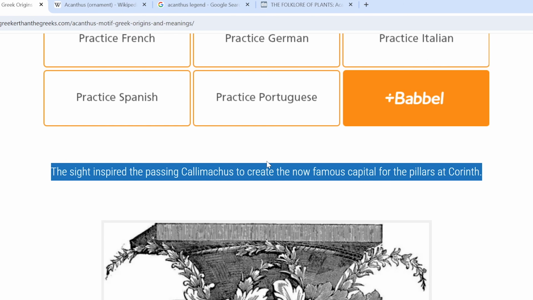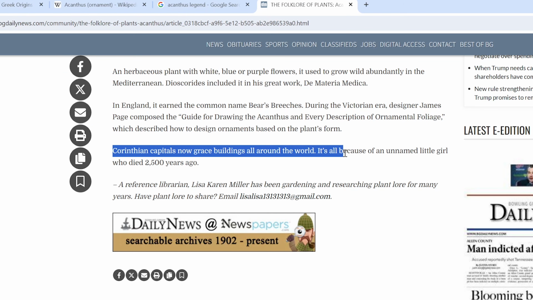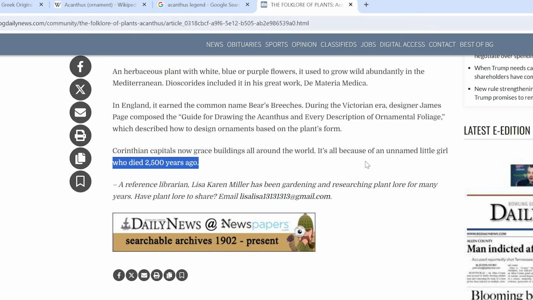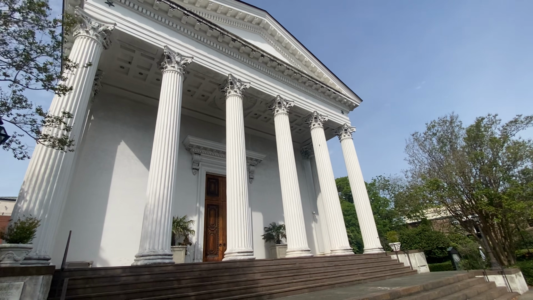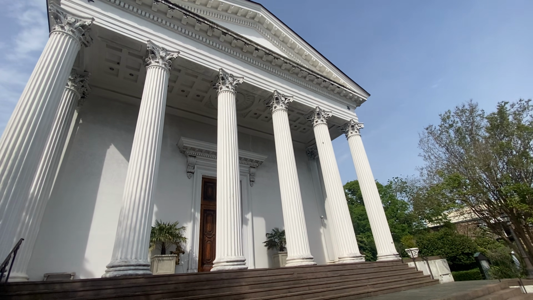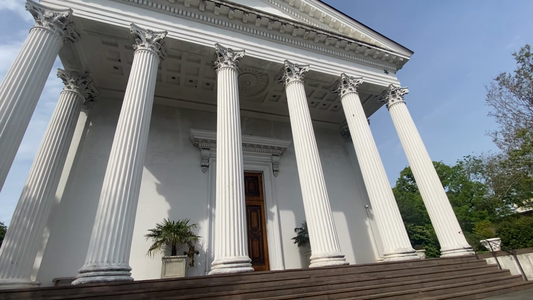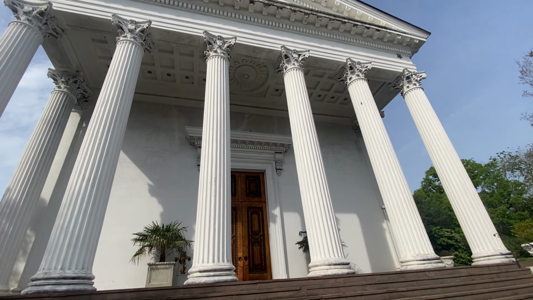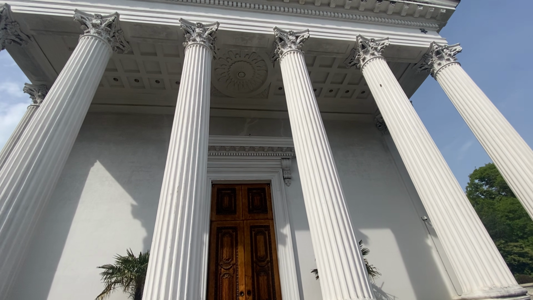And that is what is given as the origin for the Corinthian column and the acanthus used all over the world. And in fact, this article says Corinthian capitals now grace buildings all around the world. It's all because of an unnamed little girl who died 2,500 years ago. Now, you can be the judge as to whether or not you think that this story holds any validity whatsoever as to why the acanthus is used as a symbol all over the world. Meanwhile, we're going to take a look at another story that holds all the promise.